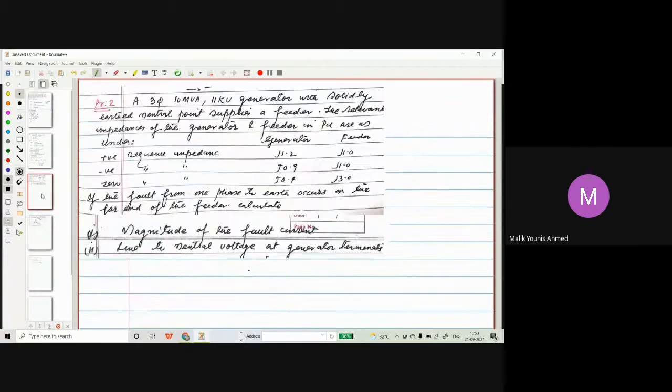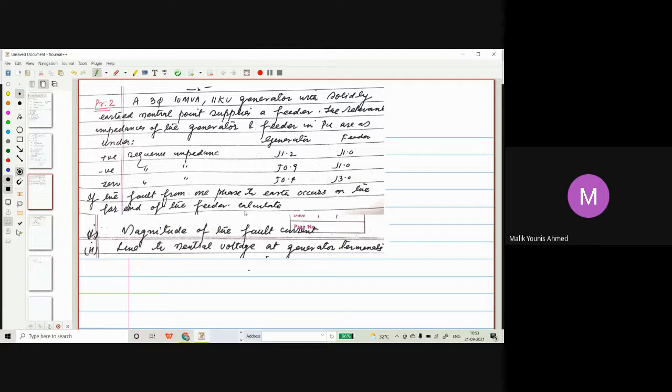Okay, so next is a three-phase 100 MVA, 11 kV generator with a solidly earthed neutral point. That means the neutral is solidly grounded without any impedance or reactance, that's a short circuit. The solidly earthed neutral point supplies a feeder. So that means it will supply a feeder from there. And then what's going to happen? The relevant impedances of the generator and feeder are in per unit.